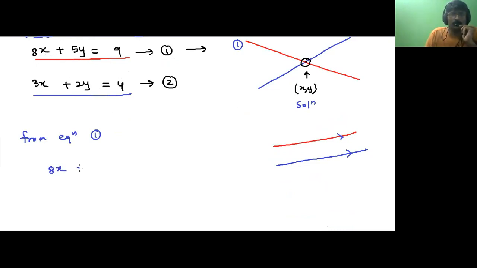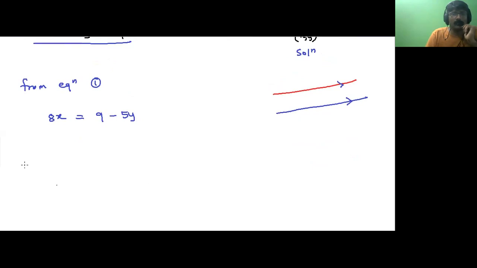So 8x will become 9 minus 5y. Okay, we just shifted this term to the other side. So this was positive 5y. When it goes to the other side, it will become negative 5y. Now what will x become? x is equal to 9 minus 5y upon 8. So this is the value of x.